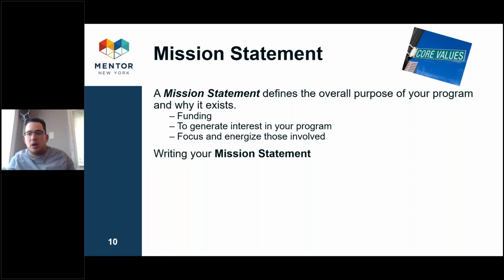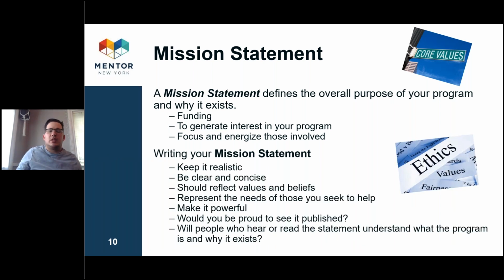I was, to paint it on the wall, but having it. So a few tips for writing it. Again, if you have one in place already, great. If not, this is a good place to start.